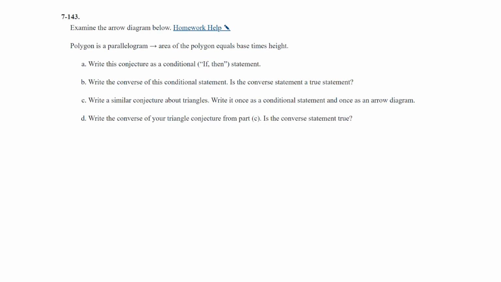Question 143, examine the arrow diagram below. If a polygon is a parallelogram, then the area of the polygon equals the base times the height. Part A, write this conjecture as an if-then statement. So we would just say: if a polygon is a parallelogram, then its area equals its base times its height.